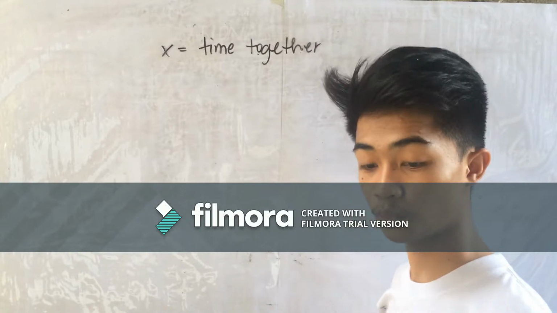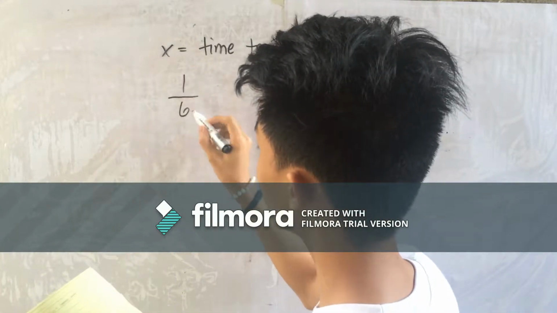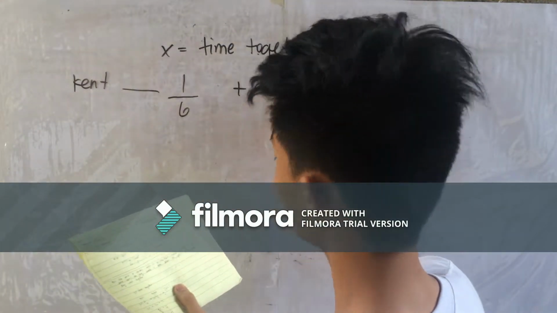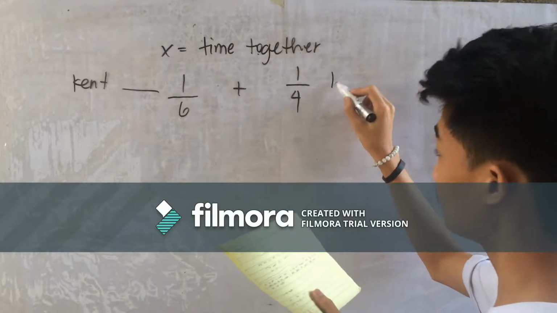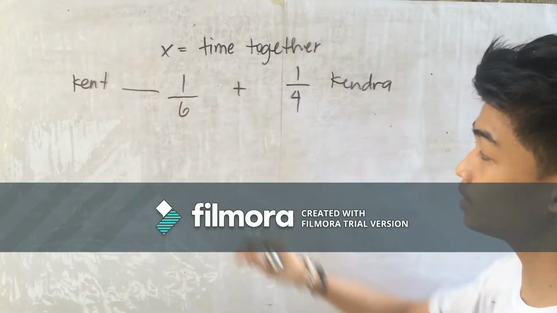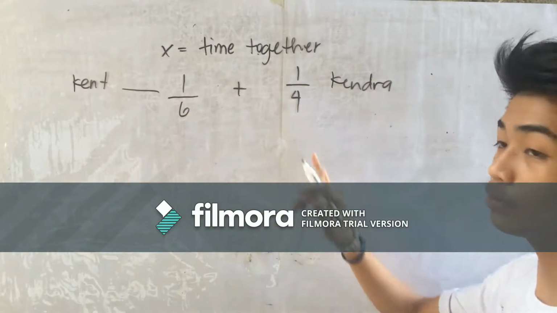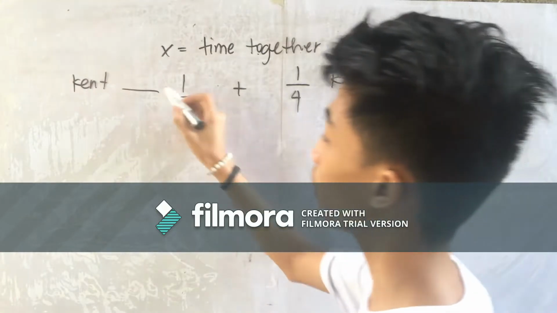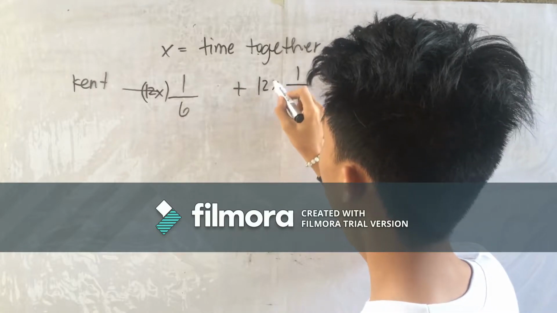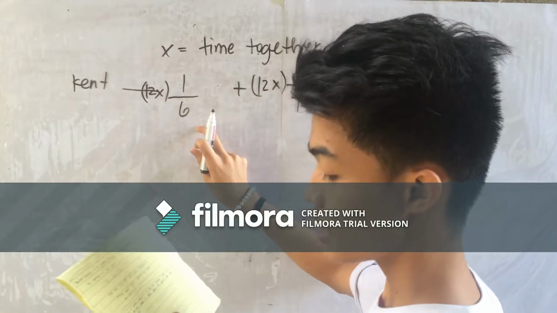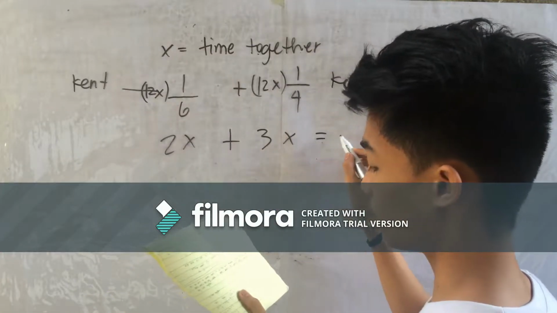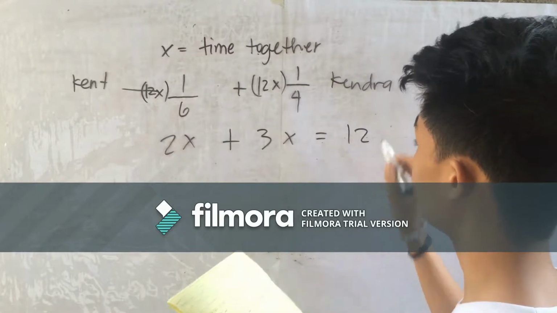The first thing that we will do is 1 over 6, which is from Ken, and 1 over 4 ay galing kay Kendra. Ang una natin gagawin ay hanapin natin yung LCD ng dalawa, which is 12x and 12x. Divide. Ang sagot is 2x plus 3x is equal to 12.